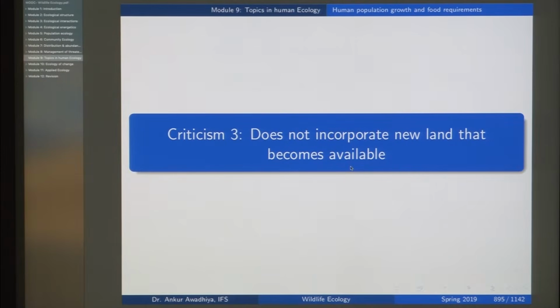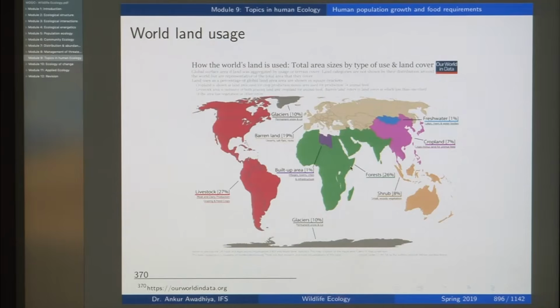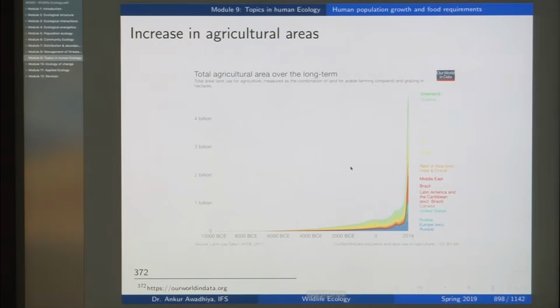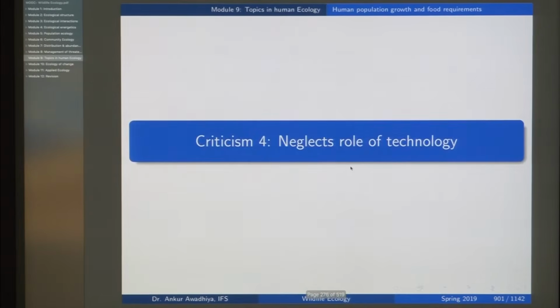Then third, Malthus does not incorporate new land that becomes available. We have been increasing the lands that are available to agriculture by diverting our forests and other areas. So there has been a very exponential increase in the amount of agricultural areas that we have, both cropland and grazing areas.